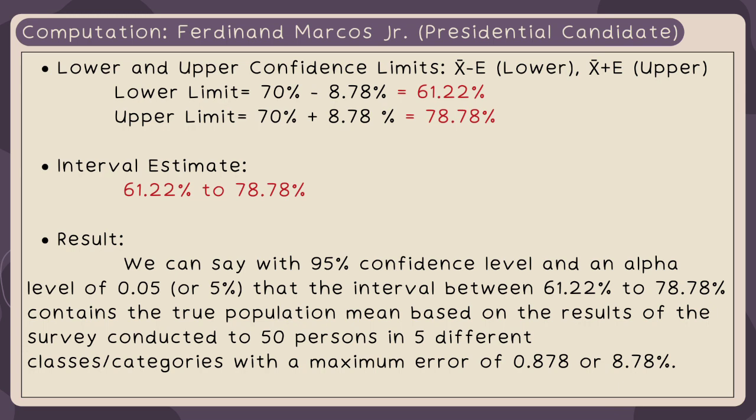And the final statement is, we can say with 95% confidence level and an alpha level of 5% that the interval between 61.22% to 78.78% contains the true population mean based on the results of the survey conducted on 50 persons in 5 different classes or categories with a maximum error of 0.878 or 8.78%.